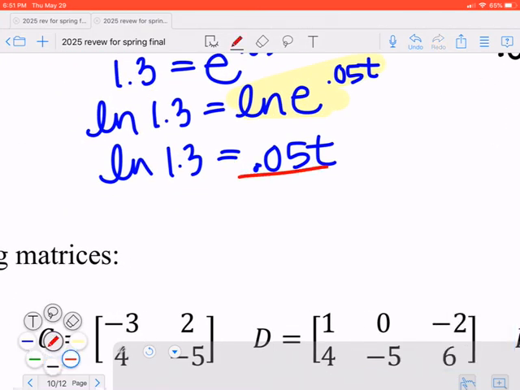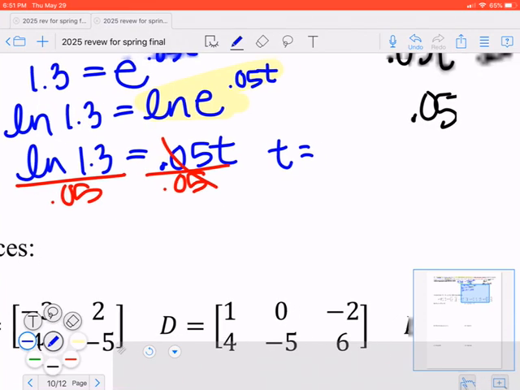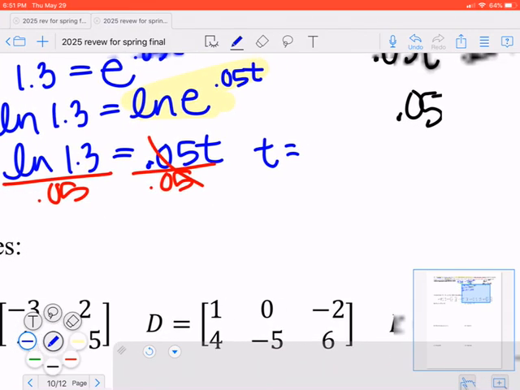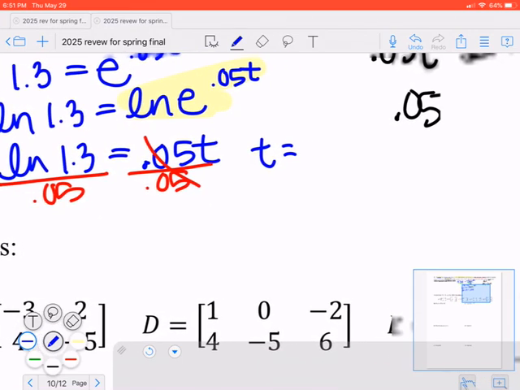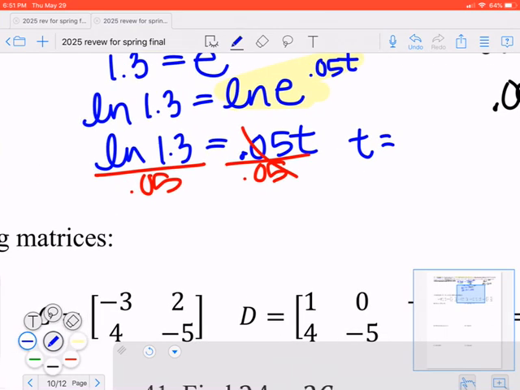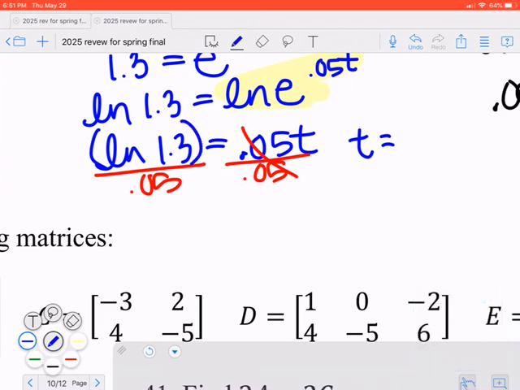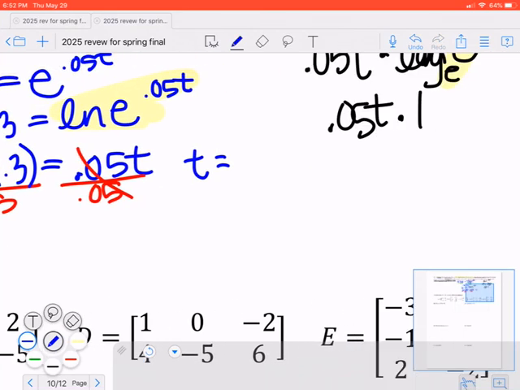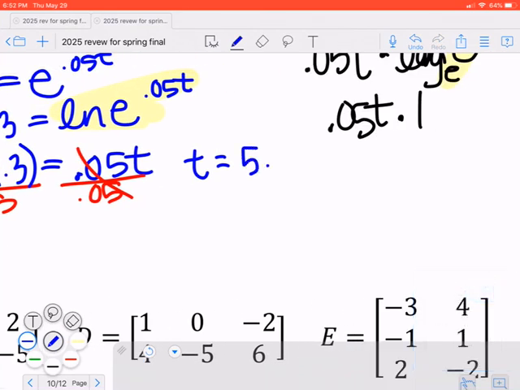And next we would want to divide both sides by 0.05 to solve for t. And then I would pop that in my calculator. Natural log of 1.3 divided by 0.05. So you want to make sure that you're taking the natural log of 1.3 only, or maybe put the parentheses there, and then dividing that by 0.05. And this came out to 5.25 years.